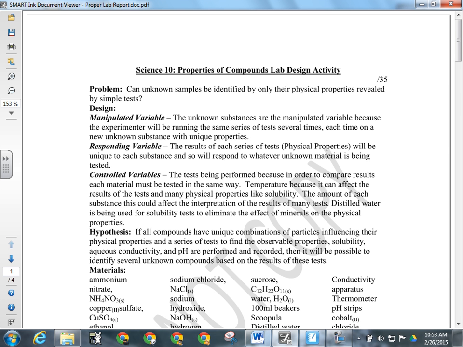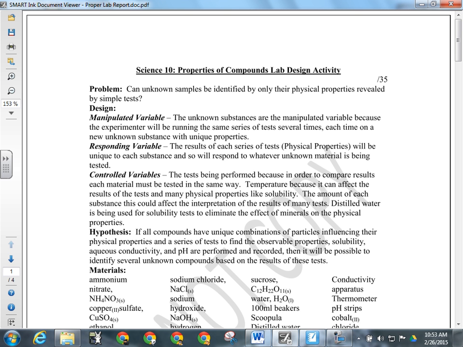All right, the responding variable. The responding variable is the results of each series of tests. In other words, the physical properties. They will be unique to each substance. How many times has that been said now? In every single thing so far in this lab, in the problem, in the manipulated variable, in the responding variable. They're unique to each substance, and so will respond to whatever unknown material is being tested.